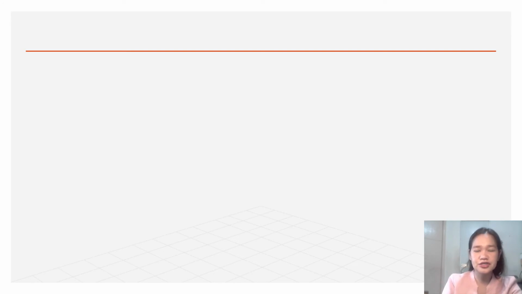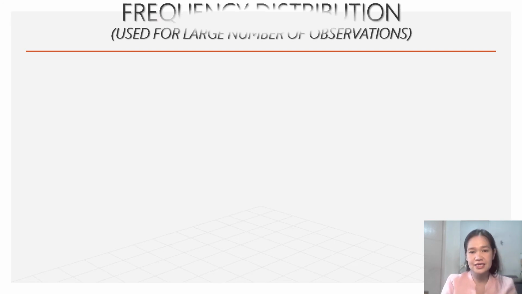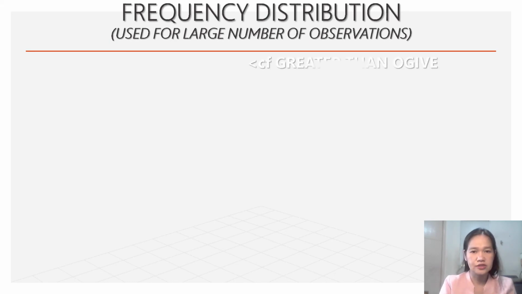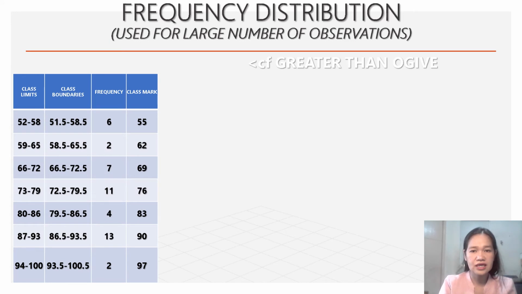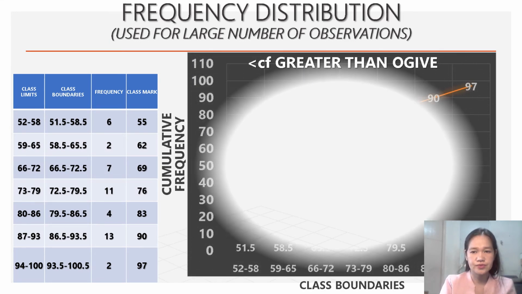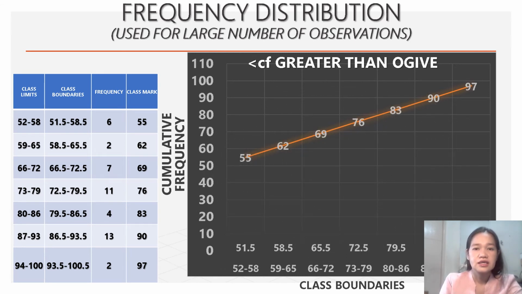Another graphical presentation is the cumulative frequency distribution. So what does a cumulative frequency distribution do? It provides the total frequencies less than or greater than a particular value in the dataset. There are two types of cumulative frequencies, the greater than and the less than cumulative frequency.